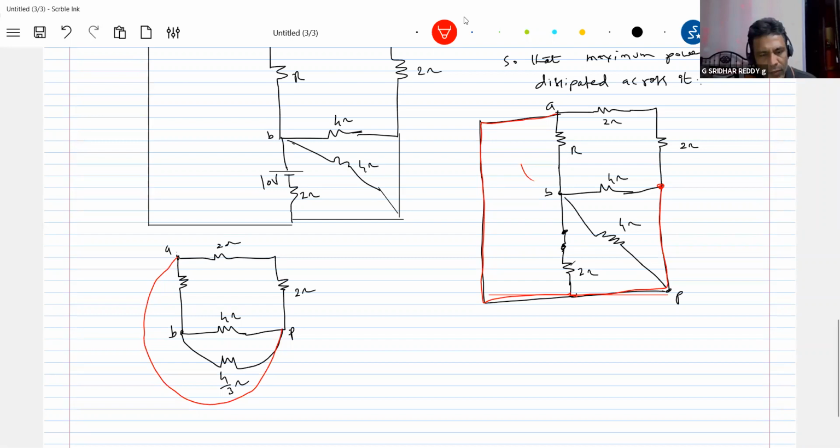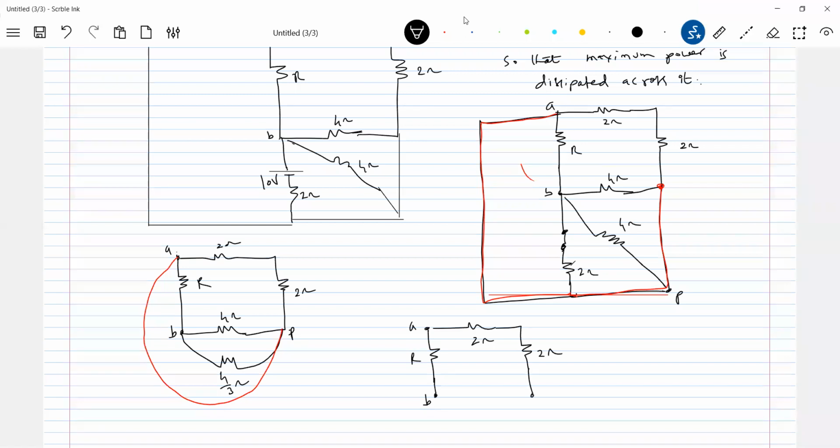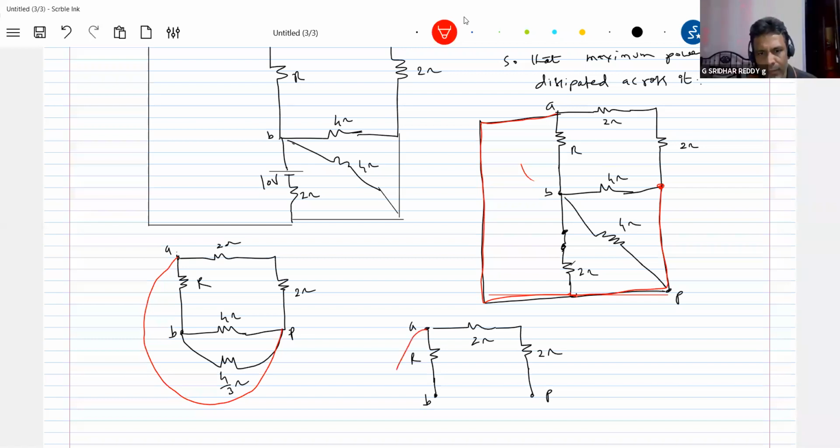So let's draw one more circuit. This is the point A. This is the point B. This is the value of R which is needed. Tricky problems like this, you have to be a little bit careful. So this was the point P, and let me bring that wire like this.